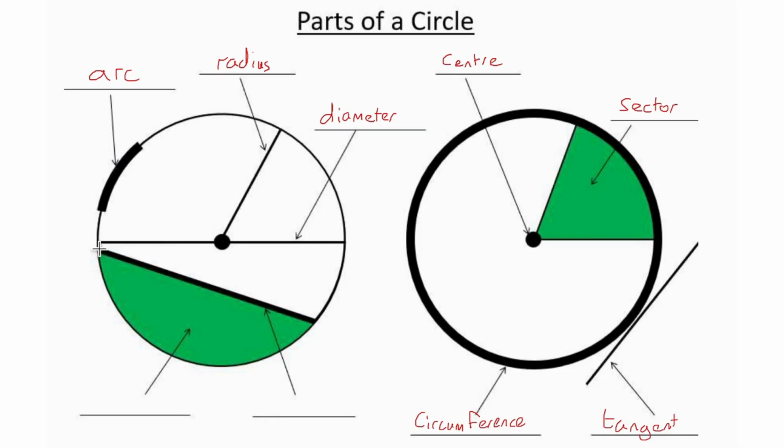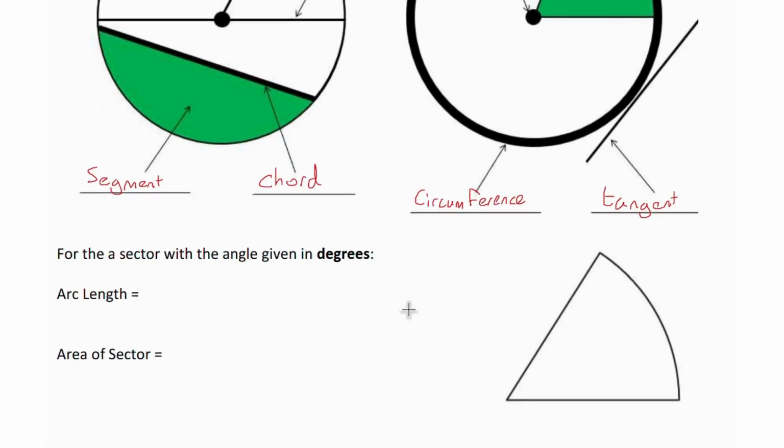A line that goes from the circumference all the way across, but not through the center, is known as a chord. And finally, the area bounded by the circumference and a chord is called a segment. Looks a little bit like a piece of orange. So those are some words we use when we're talking about circles.